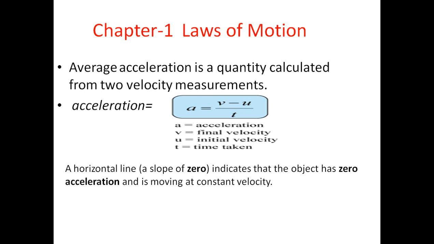A horizontal line, a slope of 0, indicates that the object has zero acceleration and is moving at constant velocity. We can easily understand this. When the body stops, we already discussed this point, its velocity is 0, right? So if the velocity is 0, the acceleration will also be 0, and the object is moving at a constant velocity.